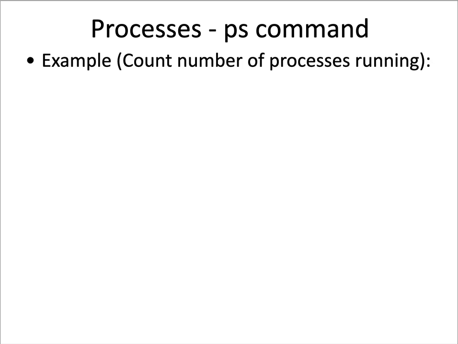If we wanted to know how many processes are running, as I mentioned a minute ago, there's probably hundreds on this machine. You can pipe the output of the ps command into wc, word count, and use the -l option to tell it we only care about the number of lines. And when we do that, we get 867. So that's how many processes were running on my laptop when I was making this presentation.